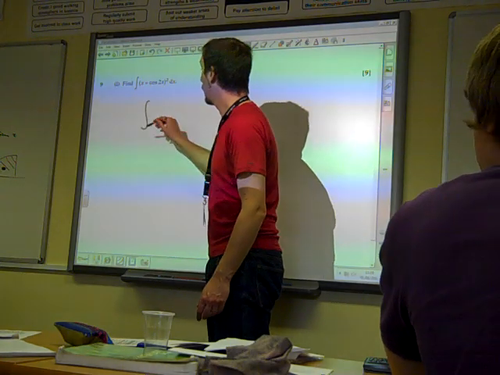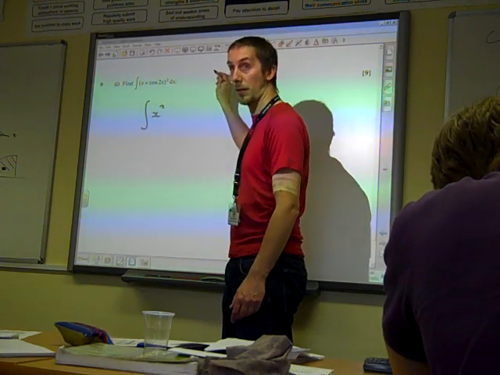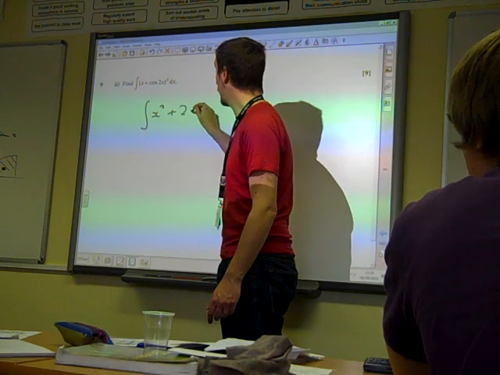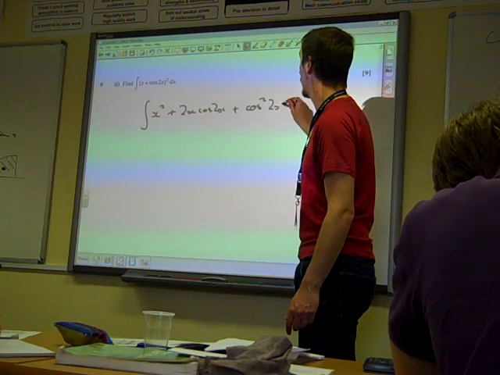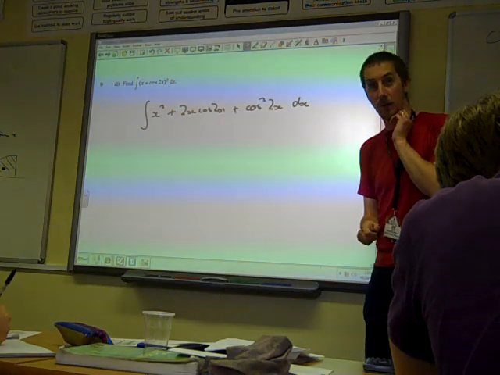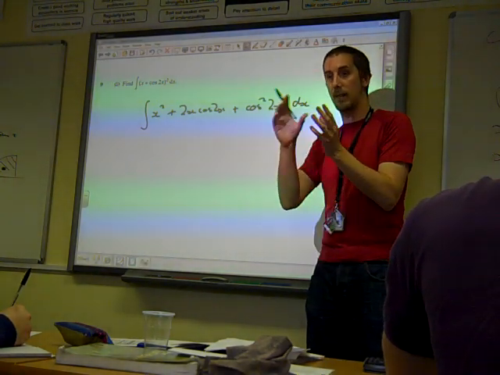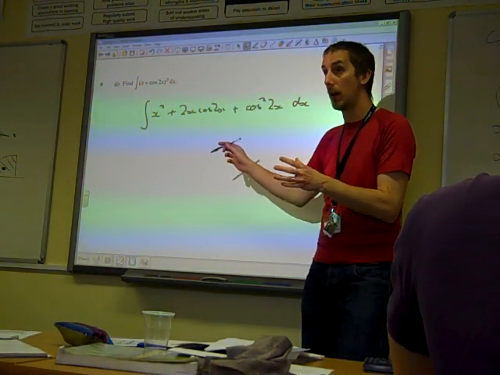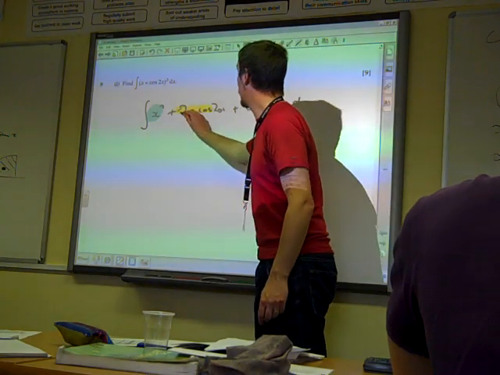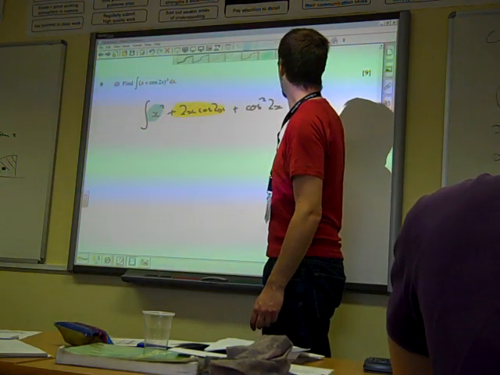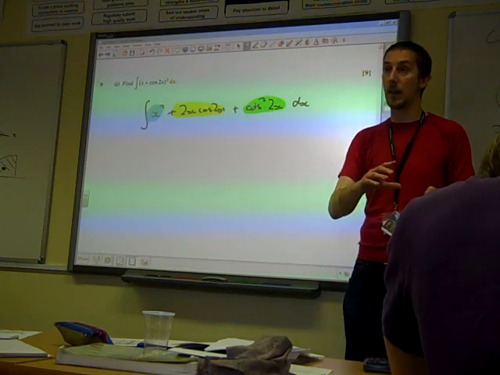So, when we multiply it out, we get x squared plus x cos 2x plus another x cos 2x, so plus 2x cos 2x, plus cos squared 2x dx. We've multiplied it out, and it's got a lot worse. But now we can pull this apart, because we've really got three separate integrals: an integral of x squared, an integral of 2x cos 2x, and an integral of cos squared 2x. We can deal with each one separately and then put them back together at the end.